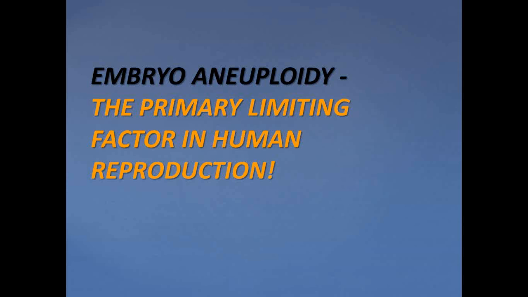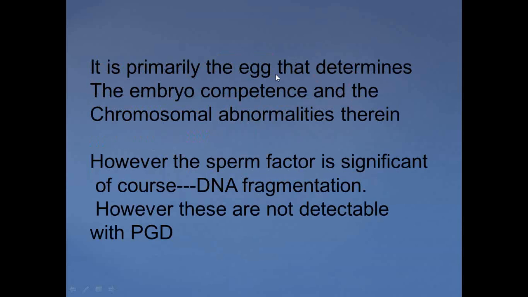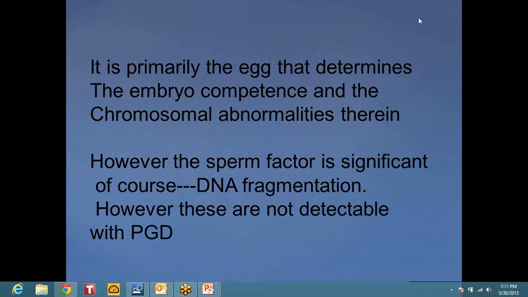Embryo aneuploidy, just looking at this first slide here, is the single most important issue that affects human reproduction. And this is just abnormalities in the chromosomal number. Sometimes the sex chromosomes, X and Y, can be involved in aneuploidy, Down syndrome being the most famous, but there's a multitude of various combinations of embryo aneuploidy. Usually the issue starts with the egg. So primarily the egg determines the embryo competence, and the chromosomal abnormalities within the egg lead to embryo aneuploidy. However, the sperm factor is a significant issue.